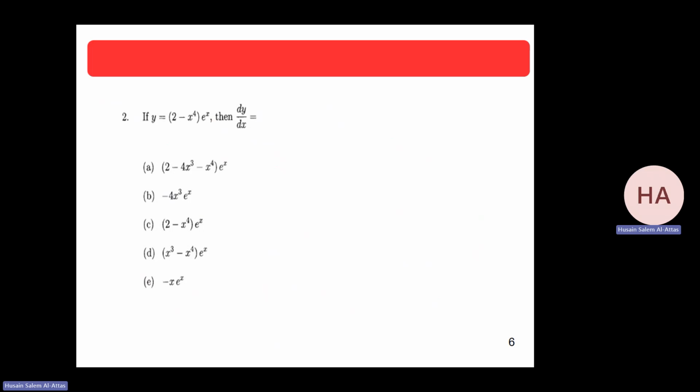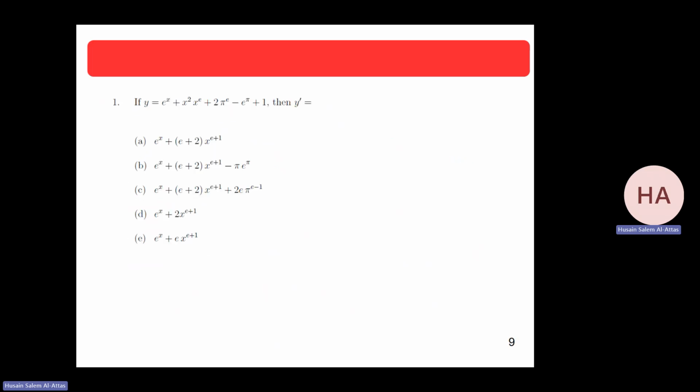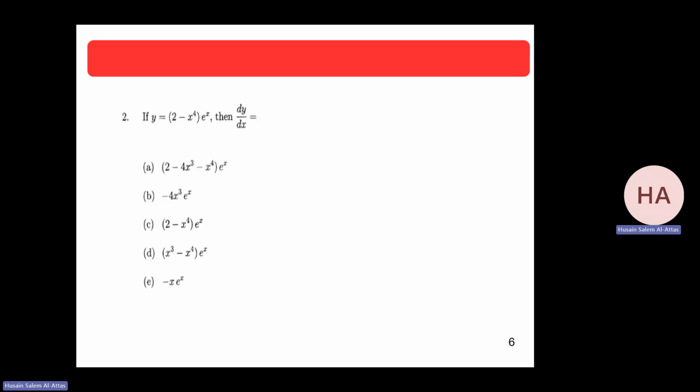Now we'll go to the old exam questions. We have many. So this is a product of two functions. You want dy by dx. So the derivative of the first is minus 4x cubed times the second, plus the first times the derivative of the second, which is e to the power x. So that will be minus 4x cubed plus 2 minus x to the power 4, all times e to the power x, which is this one. Yeah, easy.